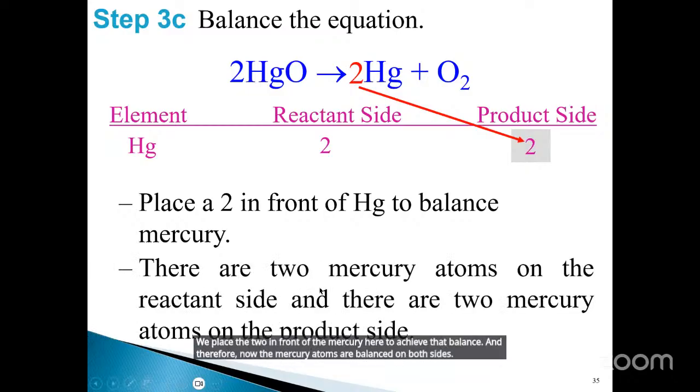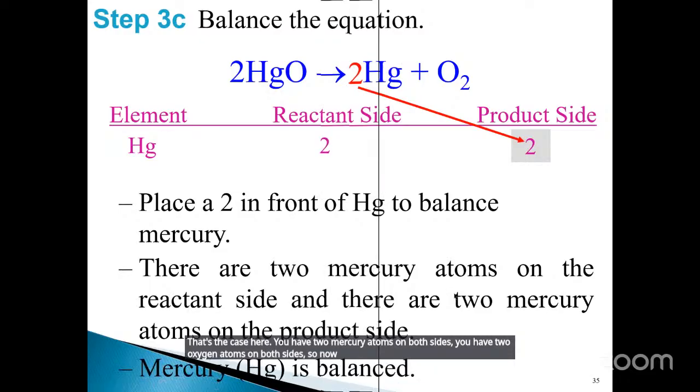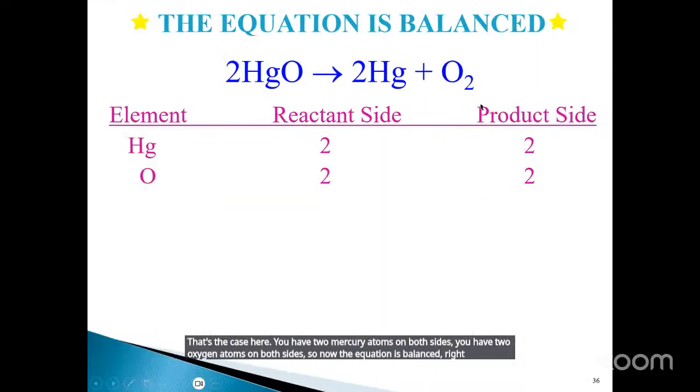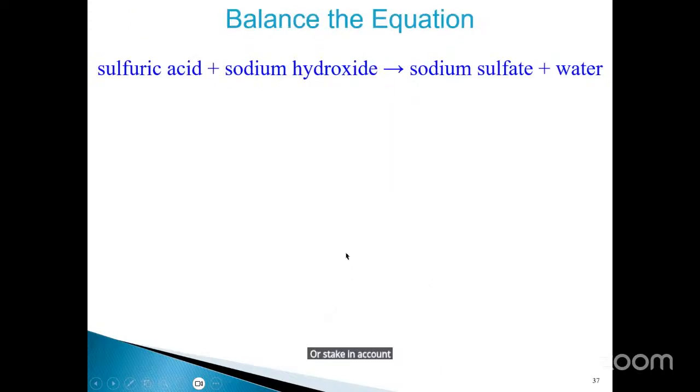And then what I normally tell my students is that after balancing all the atoms, you do one final quick check through just to make sure that everything is balanced. And that's the case here. You have 2 mercury atoms on both sides. You have 2 oxygen atoms on both sides. So now the equation is balanced, right? So that's basically showing us taking account of that. And therefore, that's how that is done, all right?